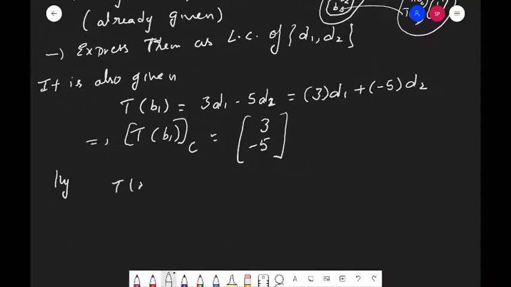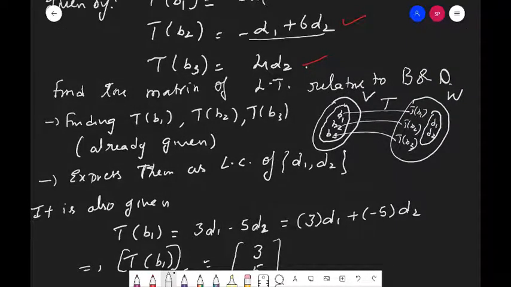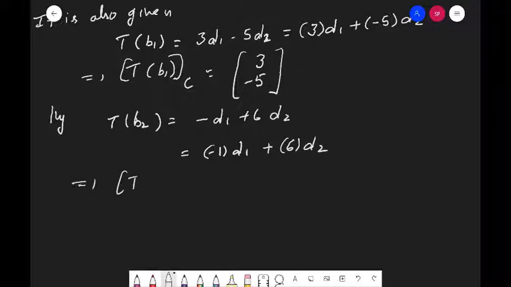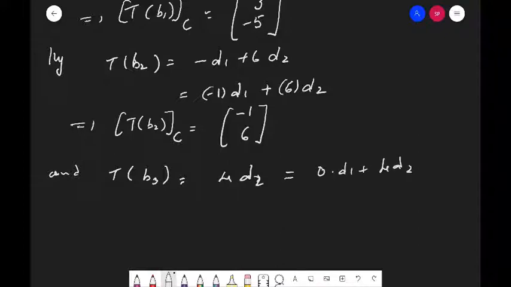Similarly, T of B2. What is T of B2 given to us? T of B2 is given as minus D1 plus 6D2. Again I will write it as minus 1 into D1 plus 6 into D2. That implies the coordinate vector of T of B2 with respect to the basis C is minus 1, 6. And what is T of B3? It is given as 4D2. That is, we will write it as 0 into D1 plus 4 into D2, which implies the coordinate vector of T of B3 with respect to the basis C is 0, 4.